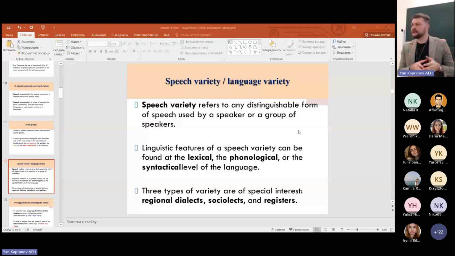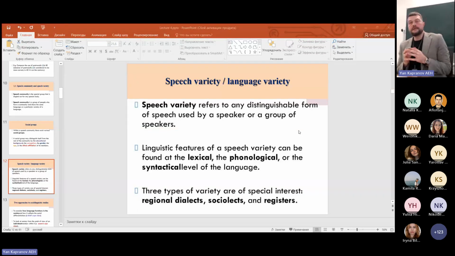Yes, for example, young people have their own slang. You have your own slang. So it corresponds to the sociolects, and of course the registers. We're going to speak about them, and I'm going to give you some examples of them. So you see that any language has its own speech community.